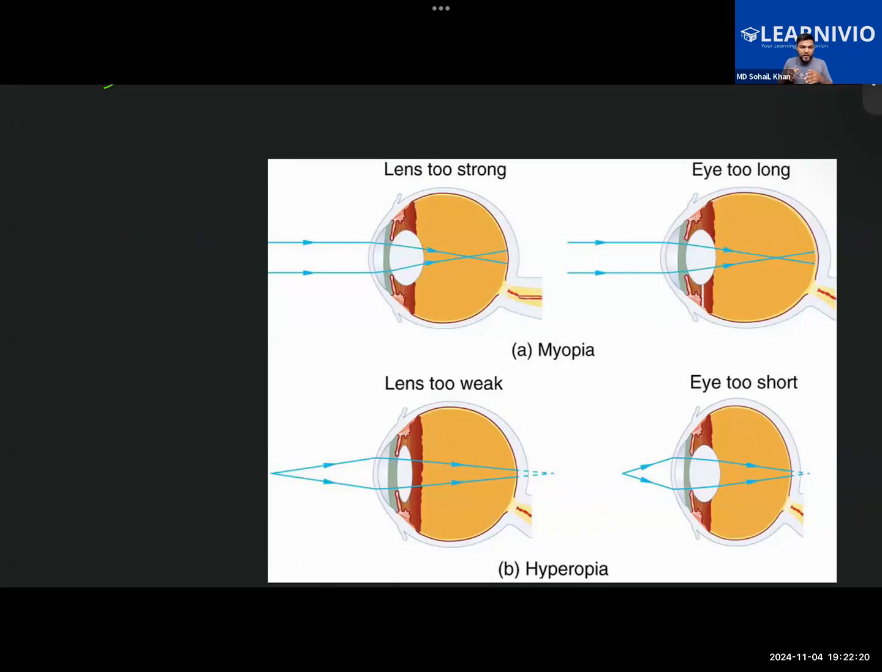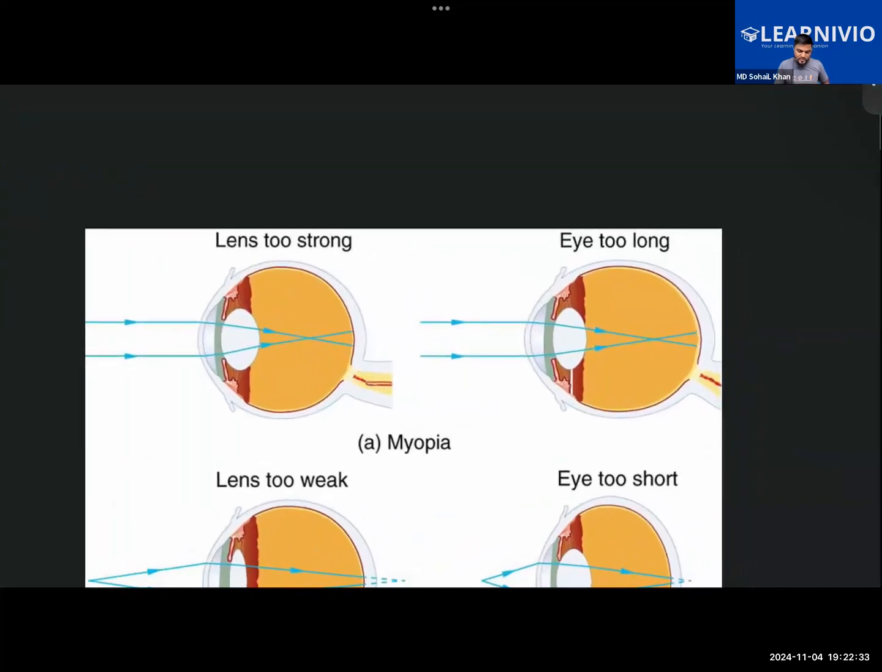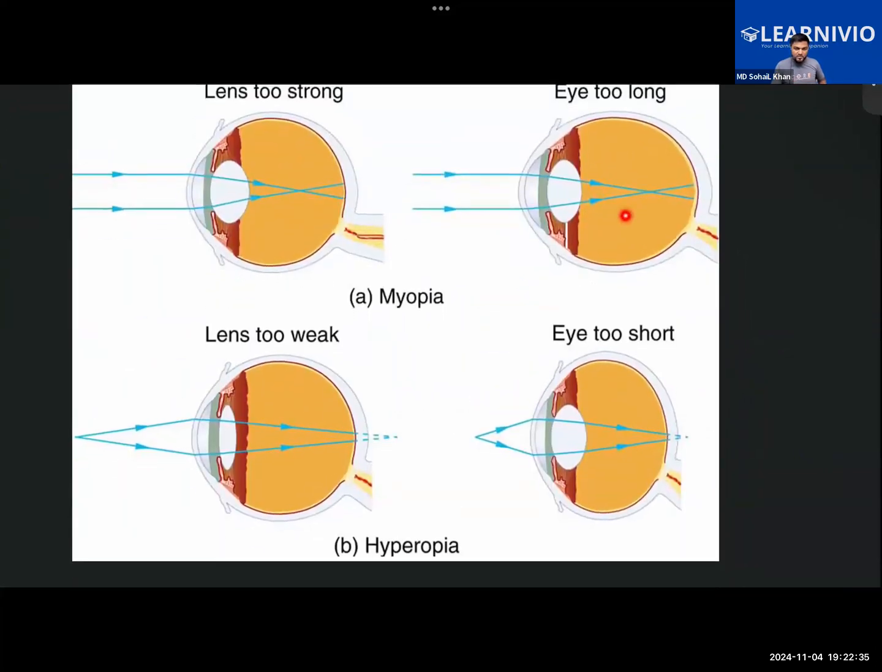Focus is the point where the rays of light meet. That is where the focus is lying. Now take a look at this one over here. In this one also, the same thing is happening, but there is a slight difference in these two images. Can you spot the difference? What is the difference? The length is too long. The length of which thing? For the eye, it is too long.